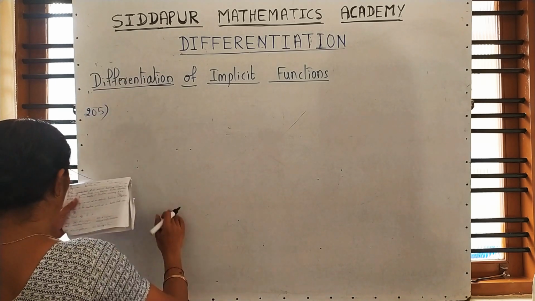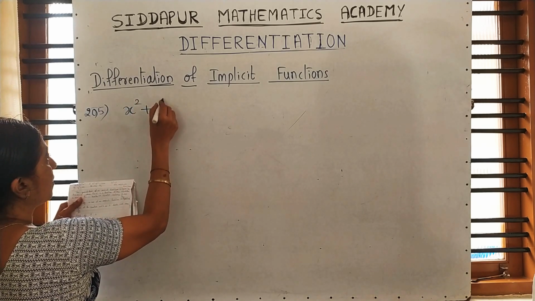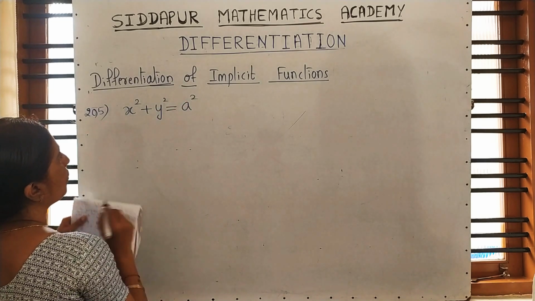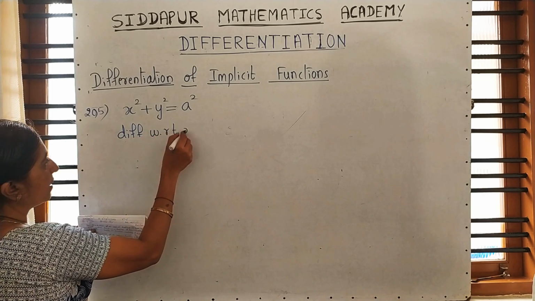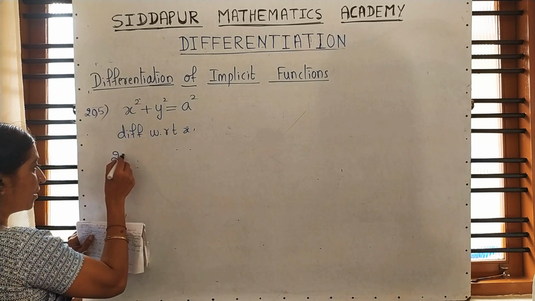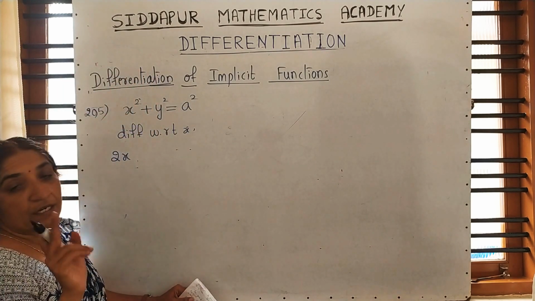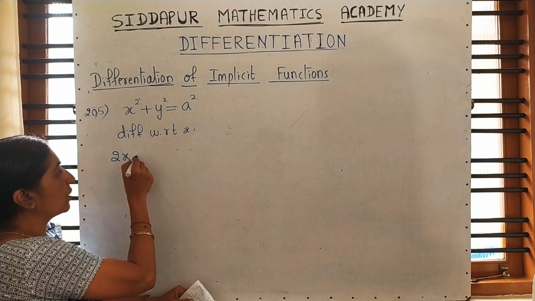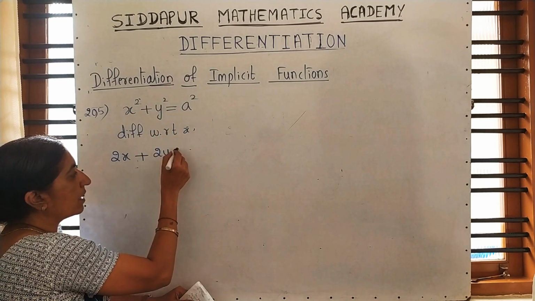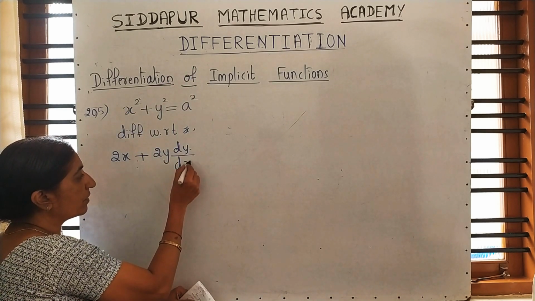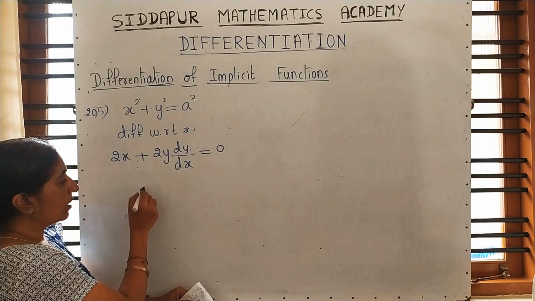Question number 205. x square plus y square is equal to a square. Differentiating with respect to x. First power 2x. Now we are not differentiating the base. When you close the power, x is remaining. Differentiation of x with respect to x is 1, no need to write that. Here first power 2y. When you cover the power, what is remaining? y. What is the differentiation of y with respect to x? That is dy upon dx is equal to 0 because a square is a constant.